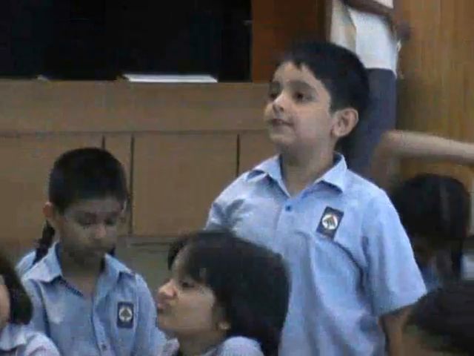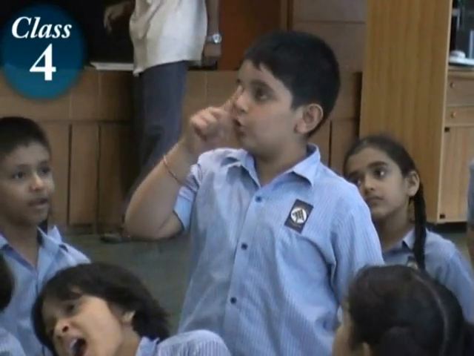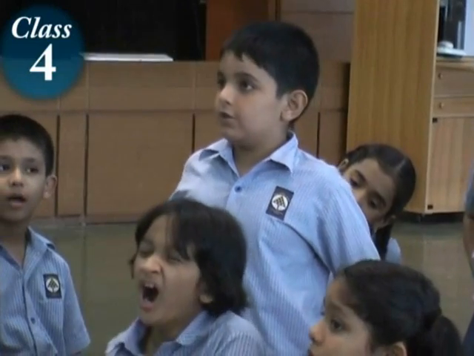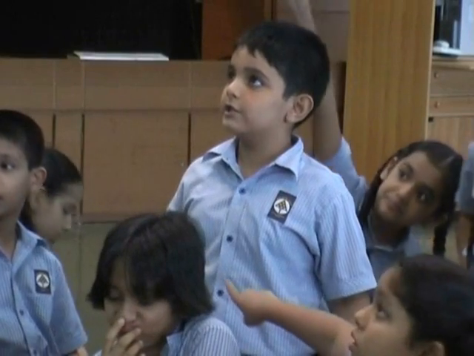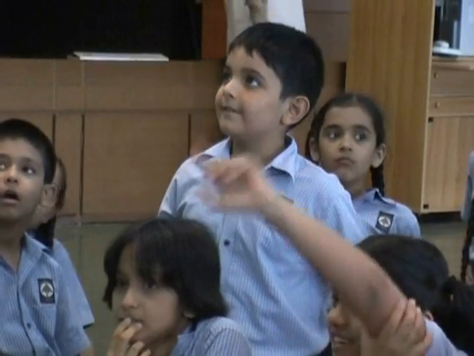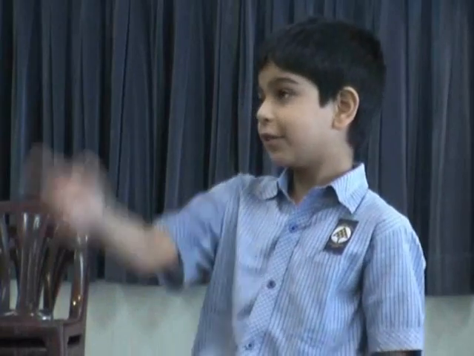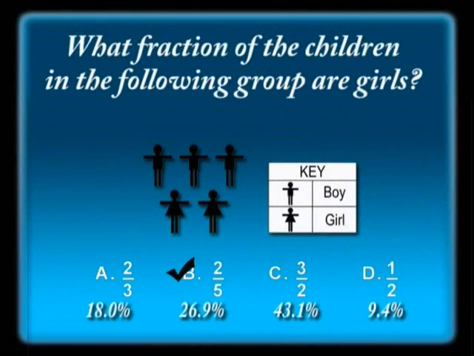What fraction of the children in the following group are girls? So the answer is 5/2. Tell me why. No, 2/5. Tell me why. Because there are 5 children in total and they are asking how many of them are girls. So that's why we have to take the girls out. The girls are 2 and the total boys and girls are a total of 5. So 2/5 is the answer.